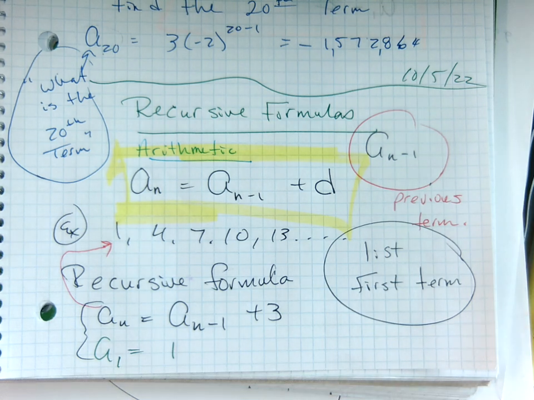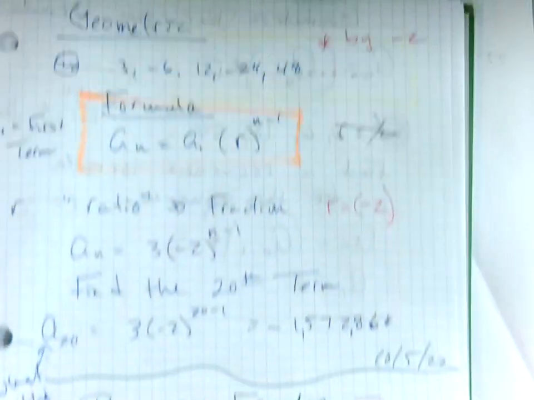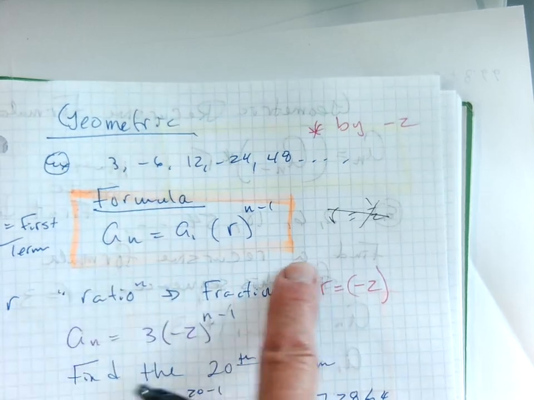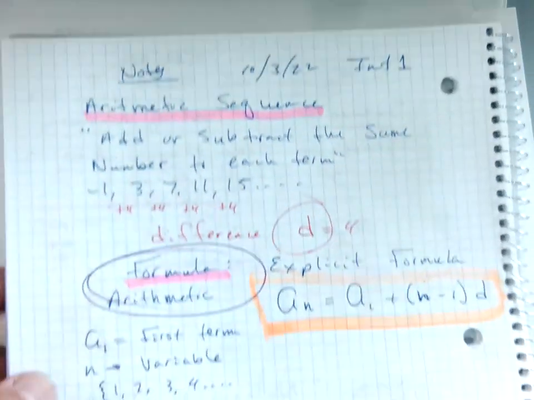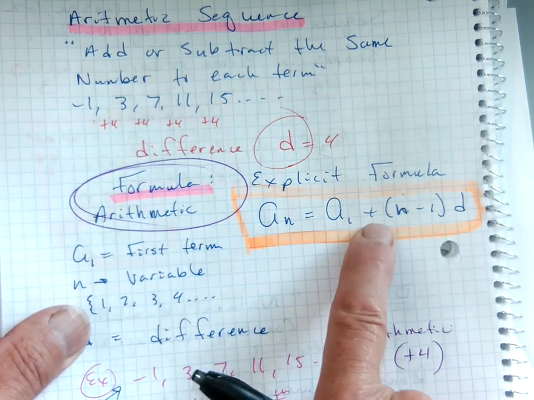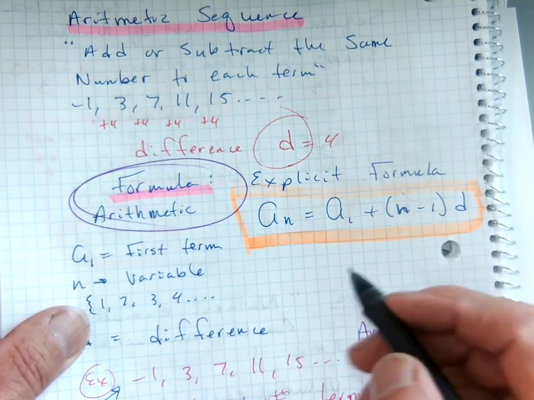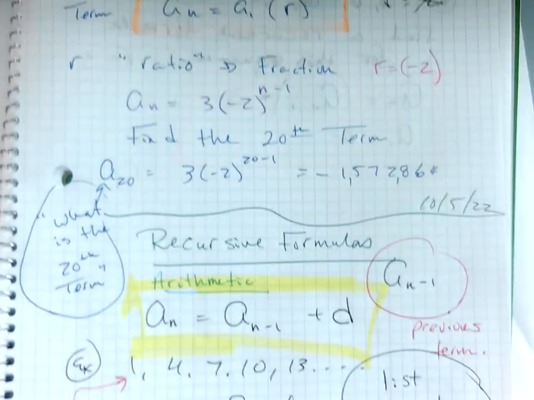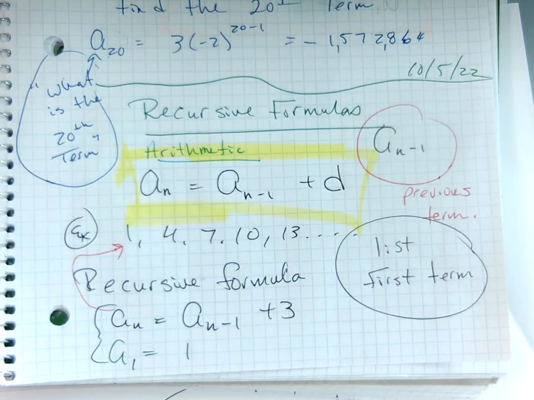Okay, guys, let's recap what we talked about today. So we talked yesterday about geometric explicit formulas and arithmetic explicit formulas, okay? What I like about the explicit formula is it allows you to find any term. Again, I can find any term. But the recursive formulas kind of tell you what's going on.